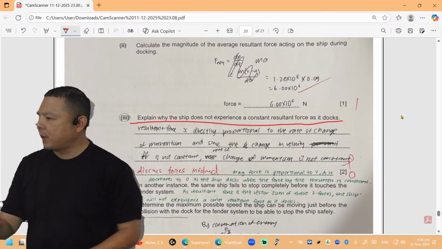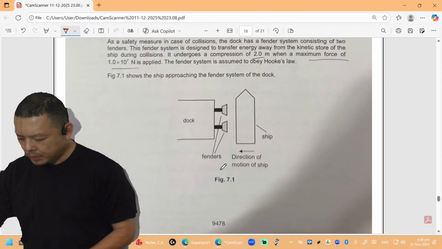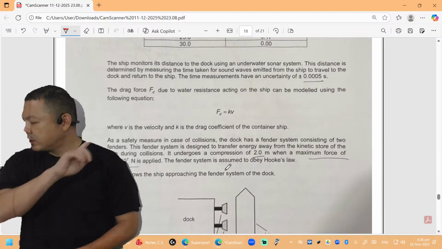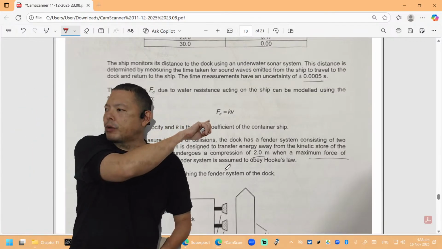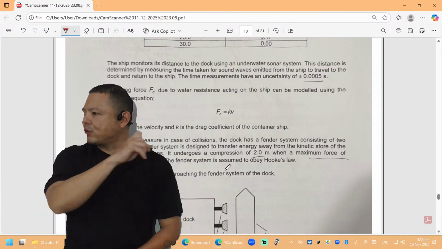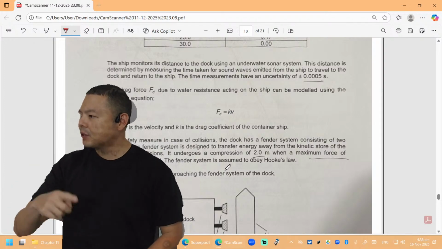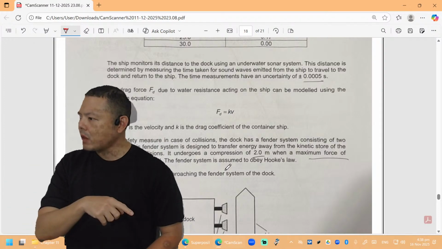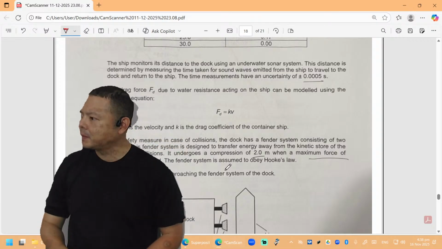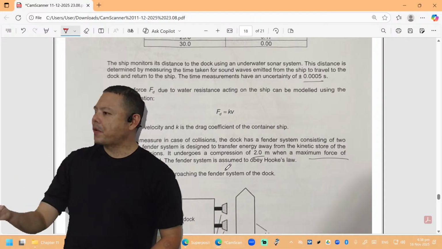Isn't the drag force proportional to the velocity squared? Oh no, not squared. The drag force is proportional to the velocity. So as the ship slows down, the drag force changes. And since the resultant force is the engine force minus the drag force, the resultant force keeps changing. That's all.